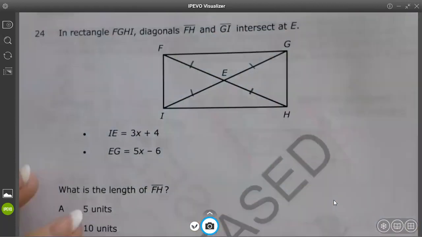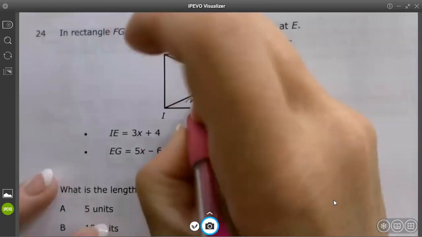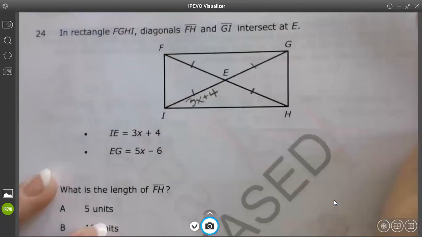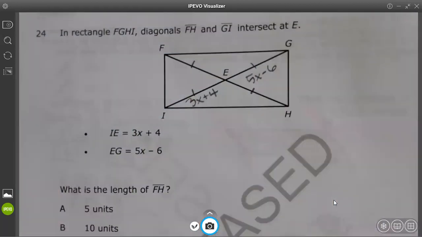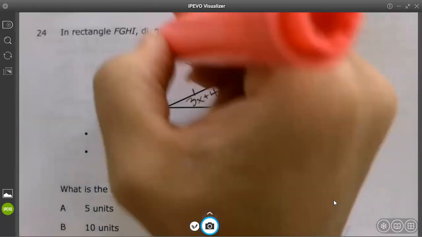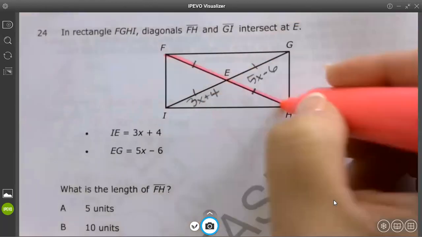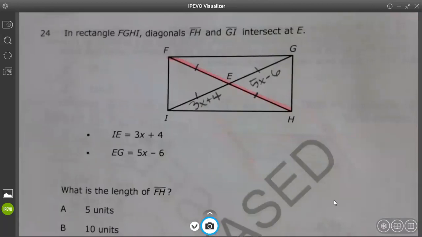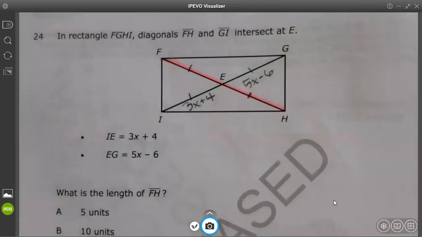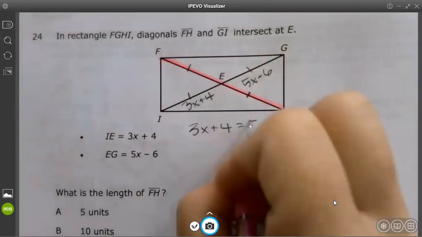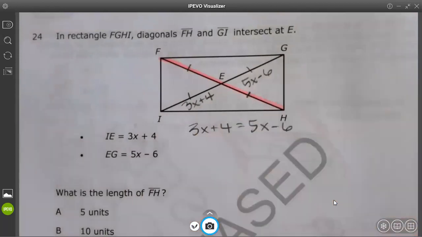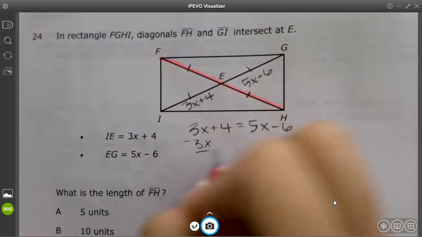So it says IE is 3x plus 4. EG is 5x minus 6. It wants the length of FH, but it doesn't matter. As soon as we find one of them, we can find that full length, okay? So this one is going to be the same as that one. So these two you said were equal. So that's what we're going to do, equal 5x minus 6. We're going to subtract 3x.